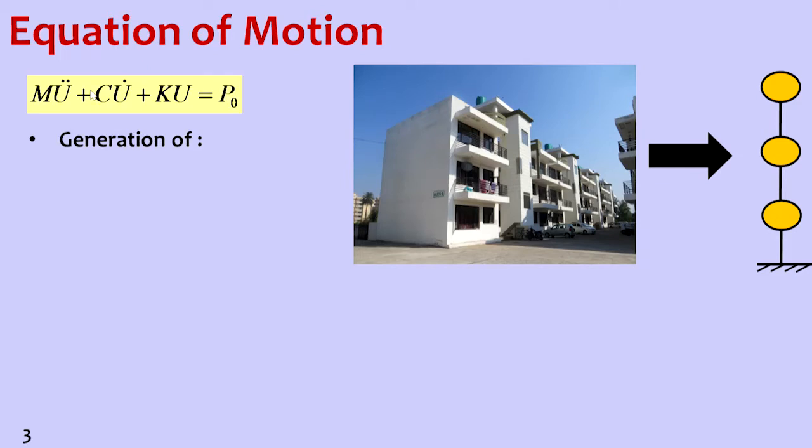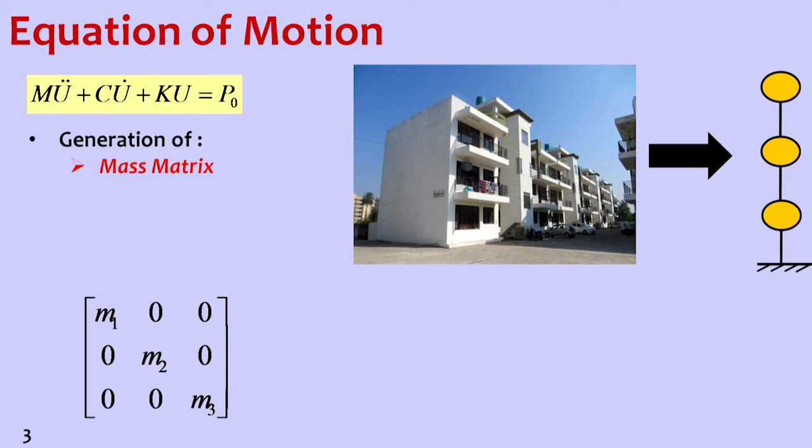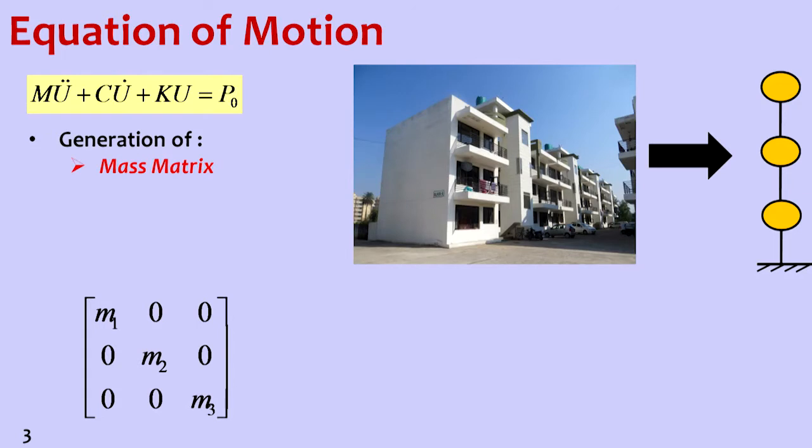Now this is the basic equation of motion: m u double dot plus c u dot plus k u is equal to force. For this basic equation, u, the displacement vector, is unknown, and in order to calculate that displacement we need mass, stiffness and damping. All these 3 terms are in the form of a matrix. Apart from these, today we will only focus on the mass matrix.